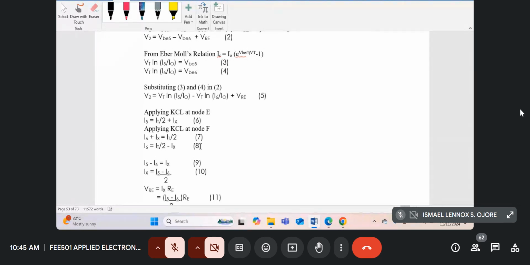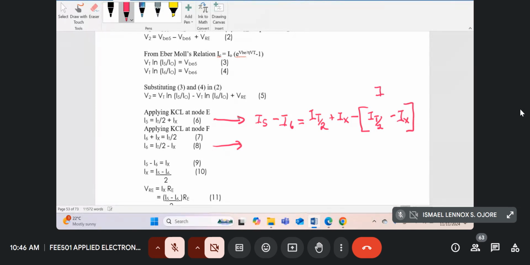Now to get IX, we solve the two simultaneous equations, 6 and 8. And a simple way is just subtract I5 minus I6. You'll get IX from those two equations. So I5 minus I6 will be equal to the first one, which is IT divided by 2 plus IX from 6, that's I5, minus I6 from 8, which is IT divided by 2 minus IX. So this is your I6 and this is your I5.